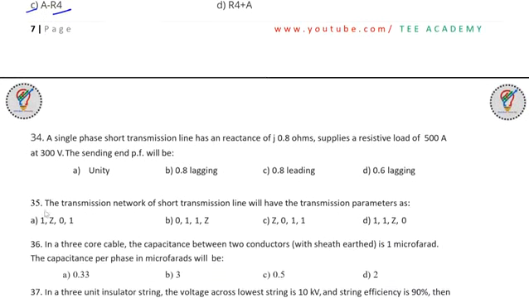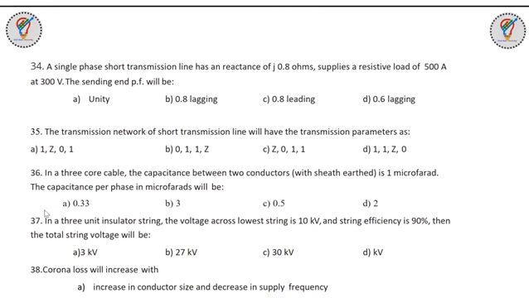Next one. A single phase short transmission line has a reactance of j0.8 ohms, and supplies a resistive load of 500 amps at 300 volts. The sending end power factor will be. To find the sending end power factor, first we need to find the R value. So R is equal to the resistance of the load, which is V by I. It is nothing but 300 divided by 500, which is 0.6 ohms here.